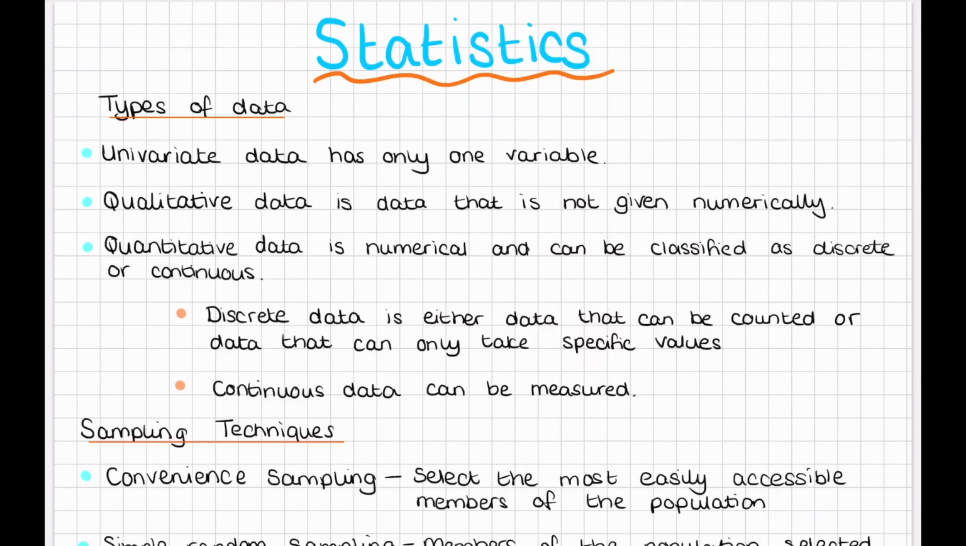This is the start of statistics, and to begin this unit, we're going to talk about, first of all, the types of data. One type of data that we're going to look at first is univariate data, which has only one variable. We will go on to bivariate later, which is where we have two variables.